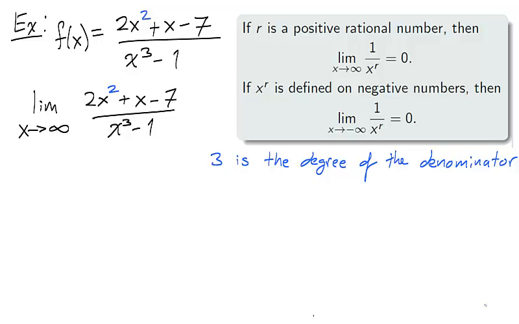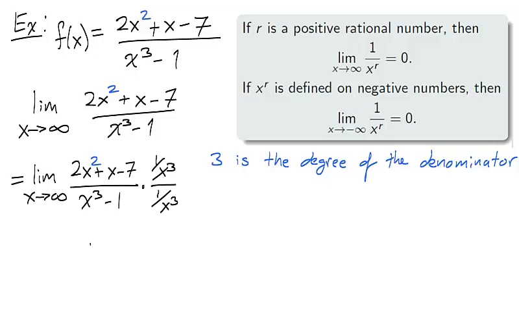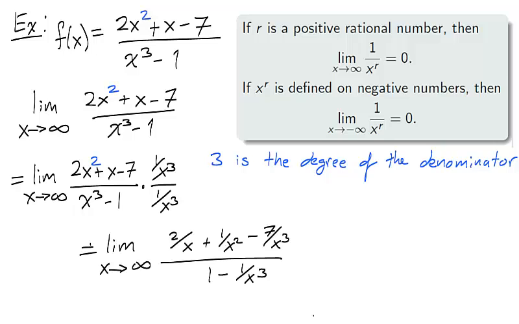Taking a similar example but changing the numerator to 2x squared plus x minus 7, we calculate the limit as x approaches infinity in the same way. We multiply the numerator and denominator by 1 over x cubed, 3 because it's the degree of the denominator. We distribute 1 over x cubed in the numerator and the denominator, and as x approaches infinity, the expressions circled in red approach 0. Therefore, the limit as x approaches infinity for the function f is 0. Notice we have a rational function whose degree in the numerator is less than the degree of the denominator, and the horizontal asymptote is y equals 0.